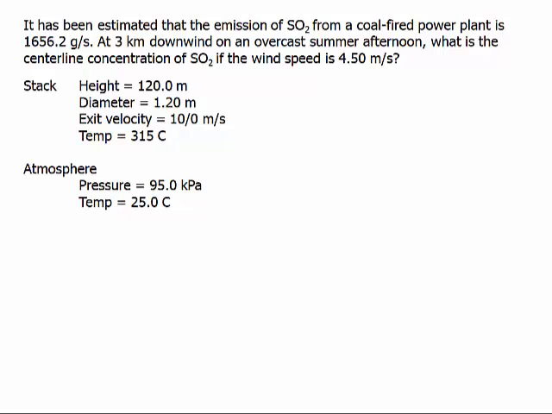The first is: it has been estimated that the emission of sulfur dioxide from a coal-fired power plant is 1656.2 grams per second. At 3 kilometers downwind on an overcast summer afternoon, what is the centerline concentration of SO2 if the wind speed is 4.5 meters per second? Parameters are given for the stack and for the atmosphere. If you perform this, you'll start by finding the stability class.